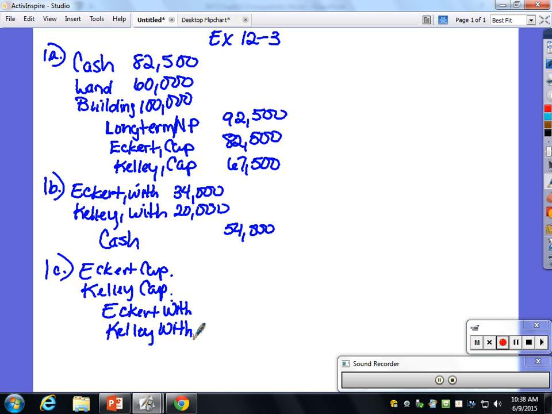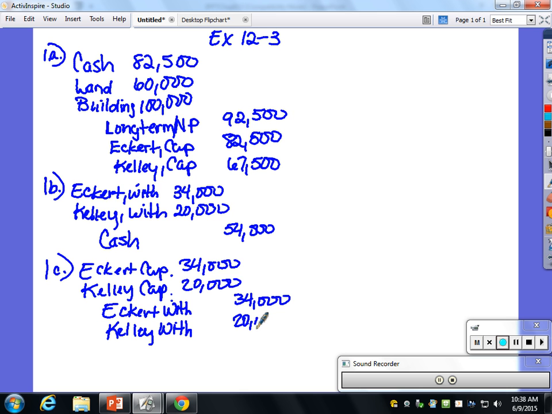So what amounts are we recording for? Because they're going to be the same. What's the amount of withdrawals? 34,000 and 20,000 on both accounts. So 34,000, 20,000, the same for both sides.